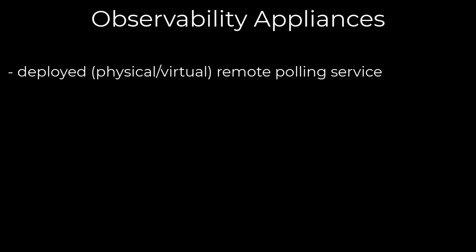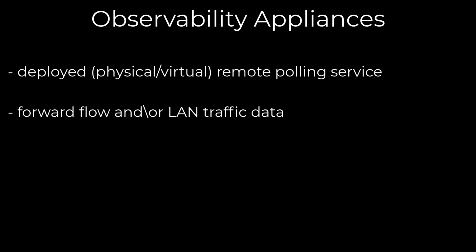Statseeker's Observability Appliance is a platform which can be deployed anywhere in the network to enable remote polling from the deployed location. Observability appliances can be deployed to areas of your network that cannot be monitored by Statseeker in a typical manner, and have those appliances act as a traffic collector, which then forwards NetFlow and summarized LAN traffic data to the Statseeker server via HTTPS.